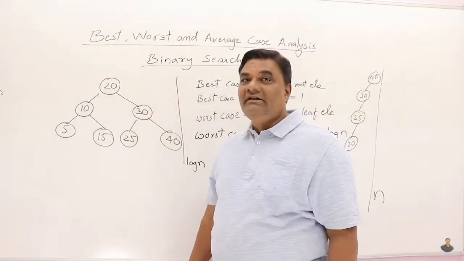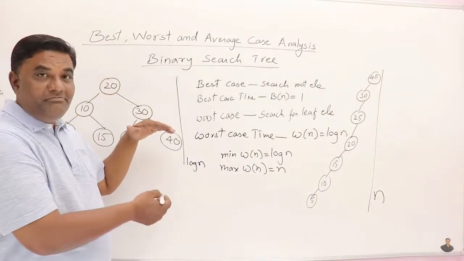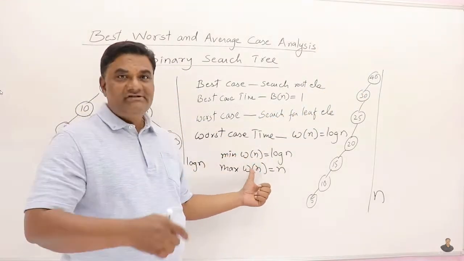It depends on the height of a tree. Leaf element will be at the last level, so that depends on the height of a tree. So what could be the height of a binary search tree? The height of a binary search tree can be minimum as log n and maximum as n. So minimum worst case time, maximum worst case time.